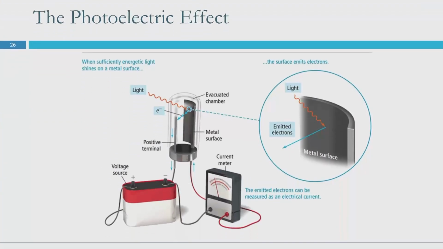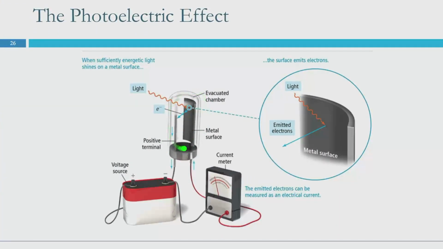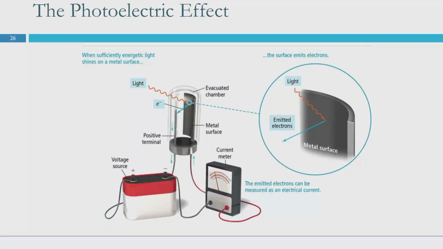So we've got a picture of a tube. There's no air in this tube, and we've got a metal surface that's hooked up to part of a current meter, and then the other part hooked up to the other part of a current meter, and we've got a voltage source so that electrons will fly off of this metal surface and be captured on the positive terminal, and that'll sort of complete the circuit. So we should see some movement in our current.